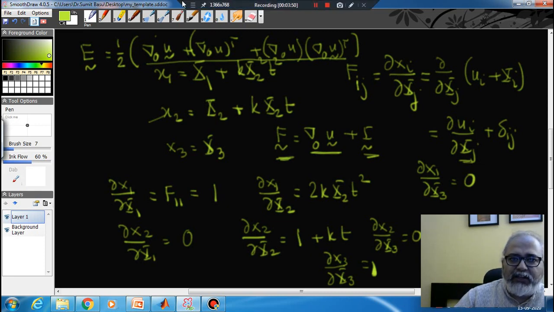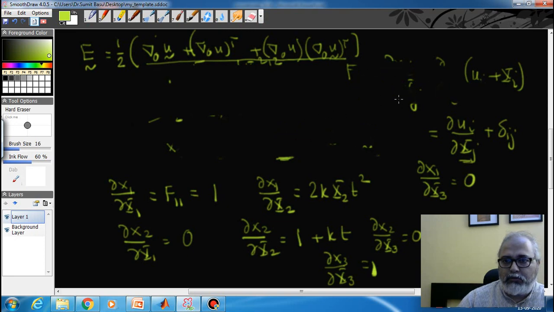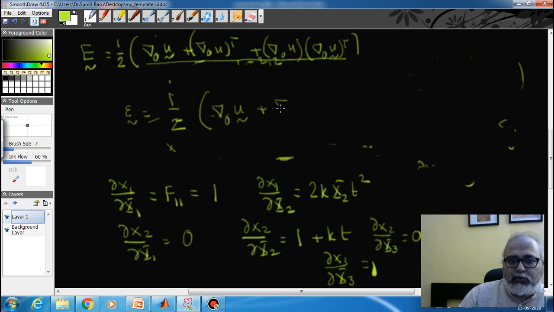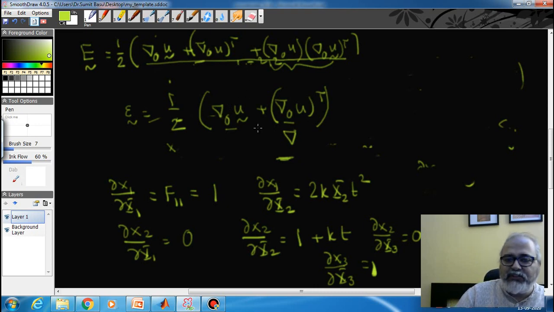If I now want the small strain tensor as well, I will simply do this: we drop this term, and remember this and this are not different. When you have neglected the gradient of u, these two things are not different, but since we have nabla_0 u handy, we just use this in place of it in the small strain tensor as well. This and this would basically be the same.